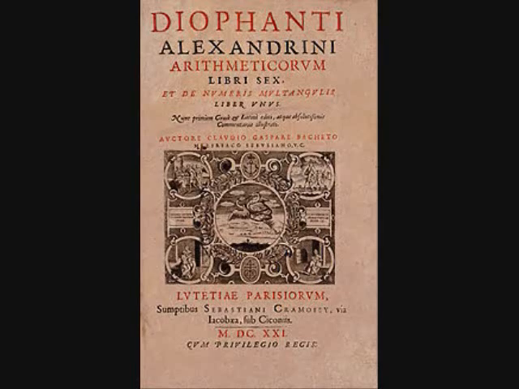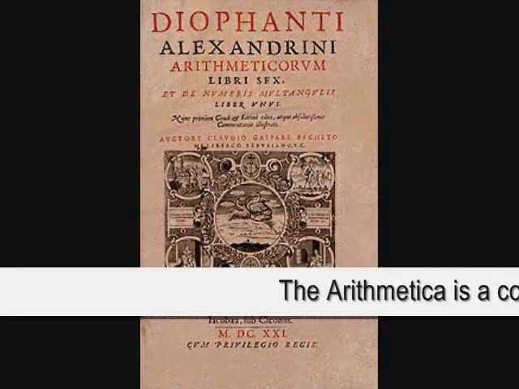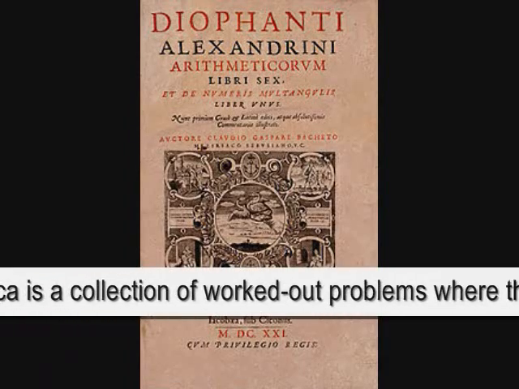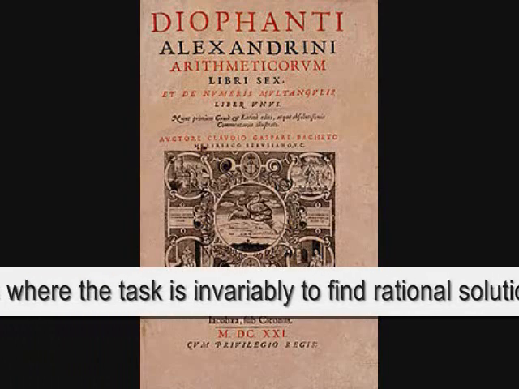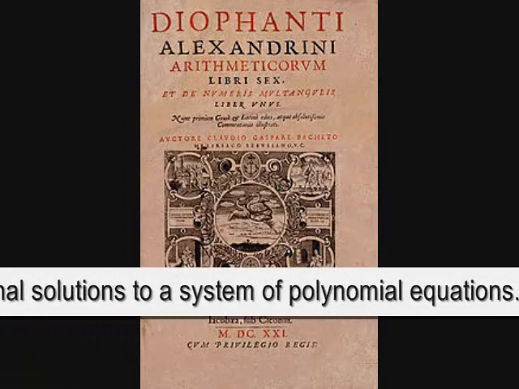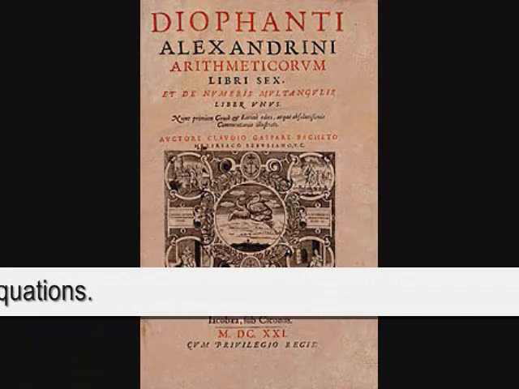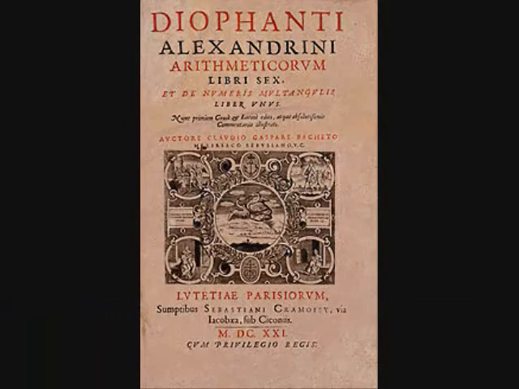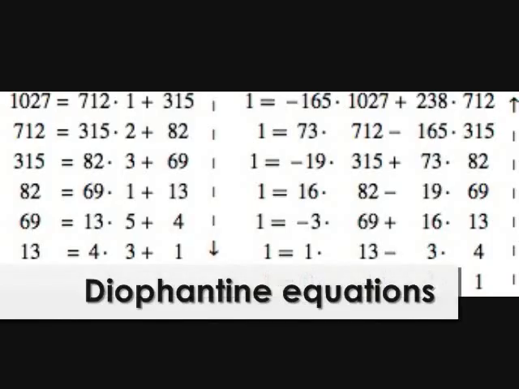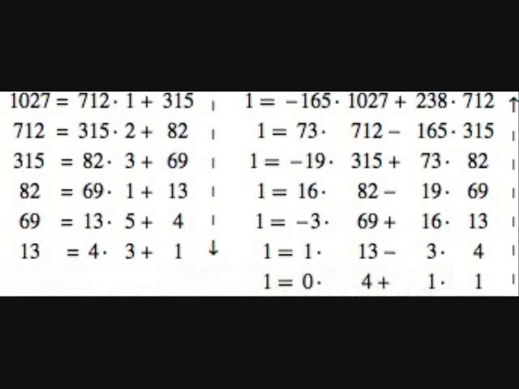4 more books survive in an Arabic translation. The Arithmetica is a collection of worked-out problems where the task is invariably to find rational solutions to a system of polynomial equations. Thus, nowadays, we speak of Diophantine equations when we speak of polynomial equations to which rational or integer solutions must be found.